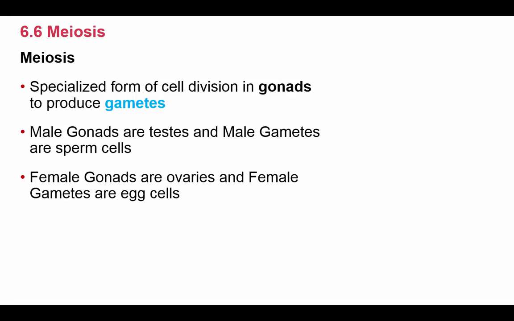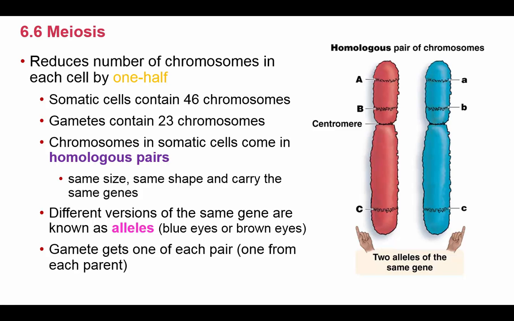So meiosis is a specialized form of cell division, and this cell division occurs in the gonads of an organism to produce gametes. So when we use the term gonads, male gonads are the testes, and they produce male gametes known as sperm cells. Female gonads, these are the ovaries, and they produce female gametes that are known as egg cells. Now, one very important thing to note about meiosis is that in order to produce these gametes, what meiosis is going to do is it's going to reduce the number of chromosomes in each cell by 1/2.